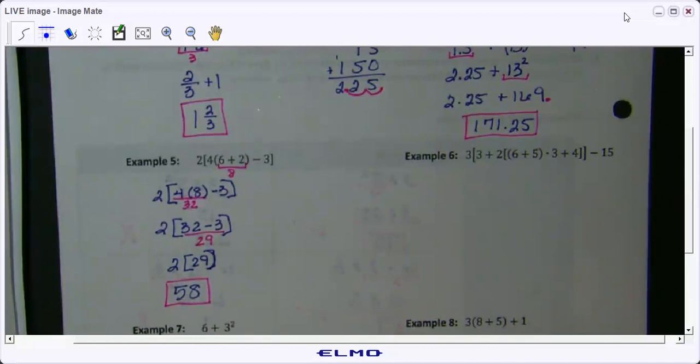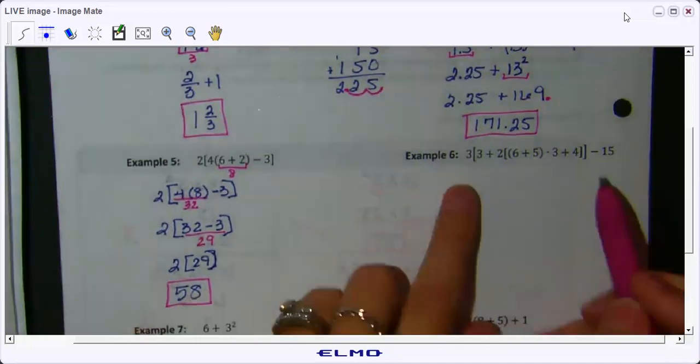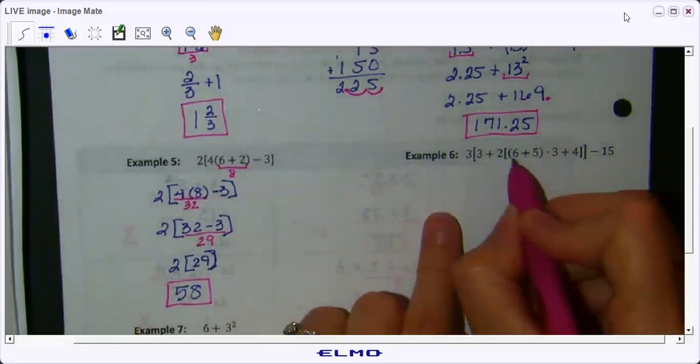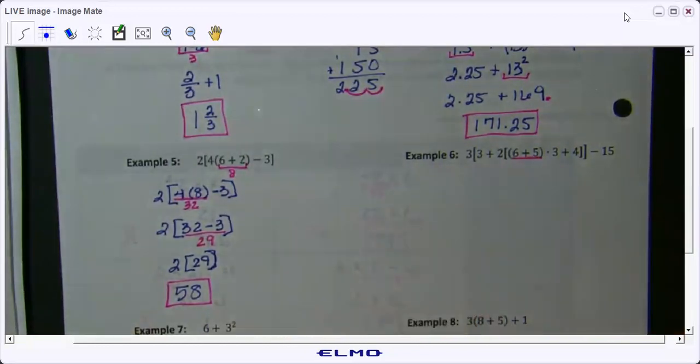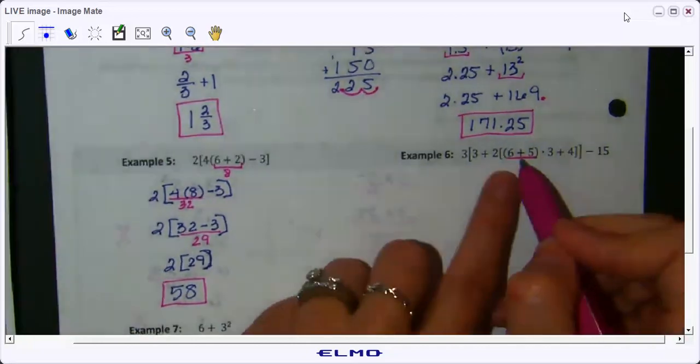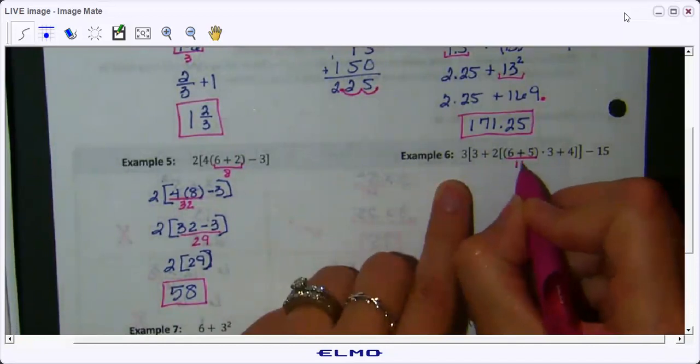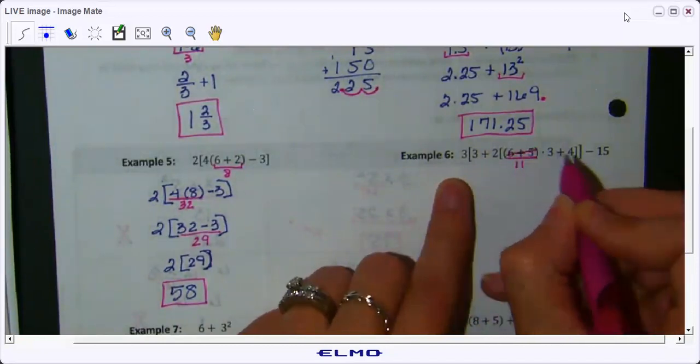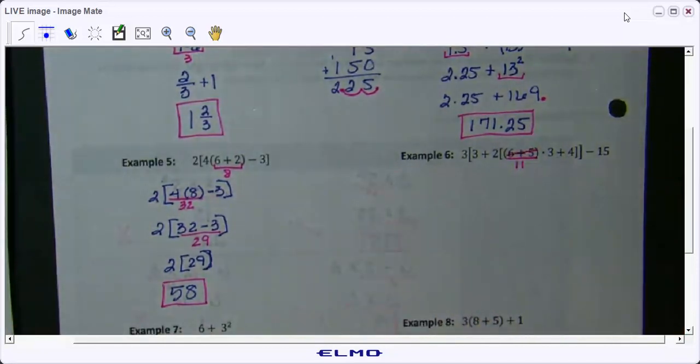Okay, so 6. When you have multiple parentheses, you have to work from the inside out. So you're going to the innermost parenthesis that you can find. In this case, it's 6 plus 5. And with a problem this long, I would cross off what you end up solving along the way. So for example, 6 plus 5 is 11. So I'm going to cross off 6 plus 5 and replace it with an 11.